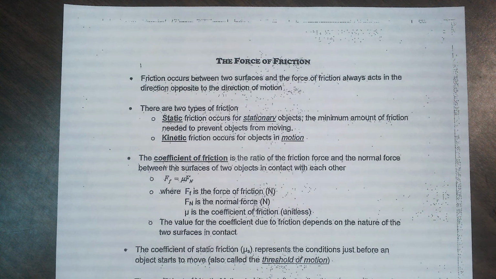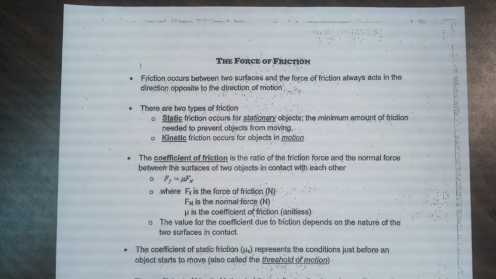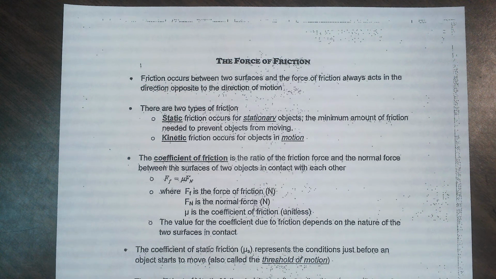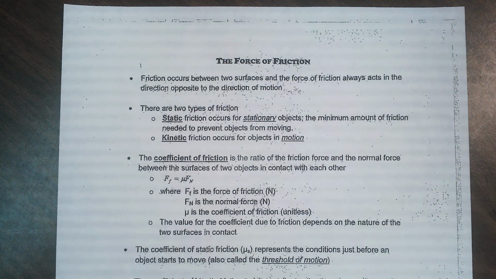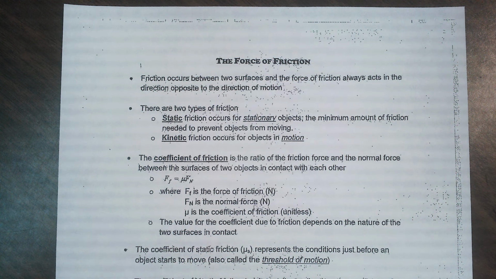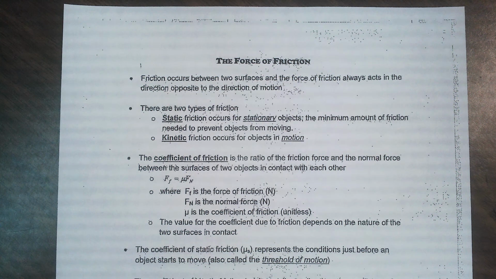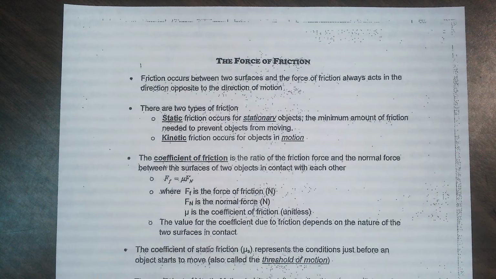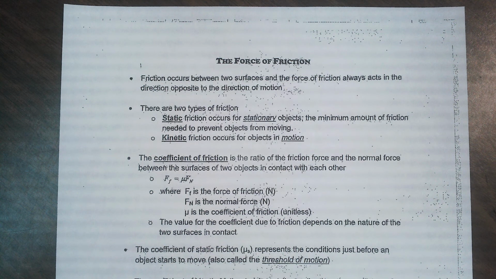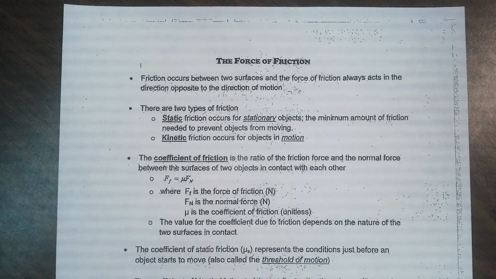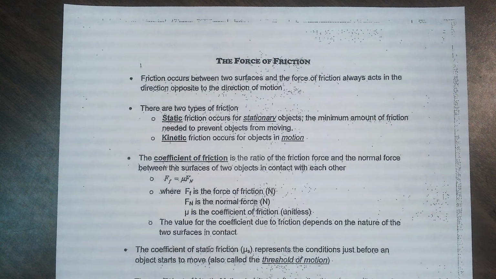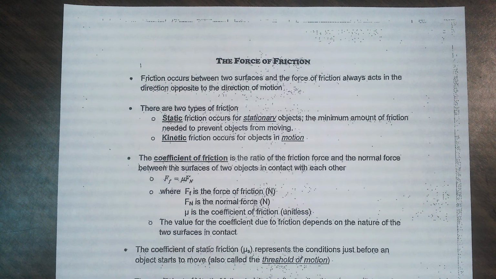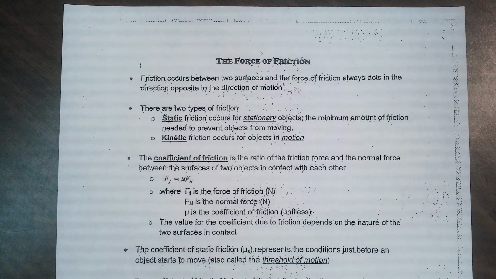And in this particular lesson, we're going to focus on the force of friction, because within that force, there are two types of friction that we deal with. We deal with static friction and kinetic friction. And those two words are giant clues into what those types of friction are. Static has the same root that we find in the word stationary. And so static friction is the minimum amount of friction needed to prevent objects from moving.